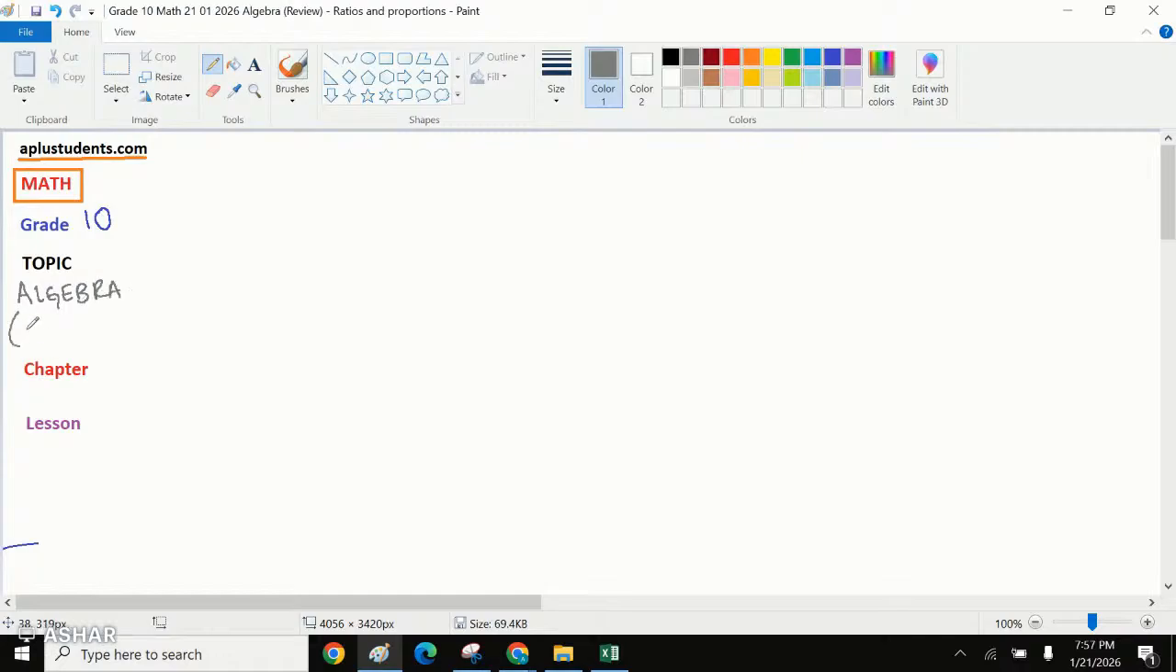Okay, we are going to revise and review the rules of algebra. I'll give you the chapter number and the lesson number. The chapter number is 1 and the lesson number is 1. The name of the chapter is ratio and proportions.